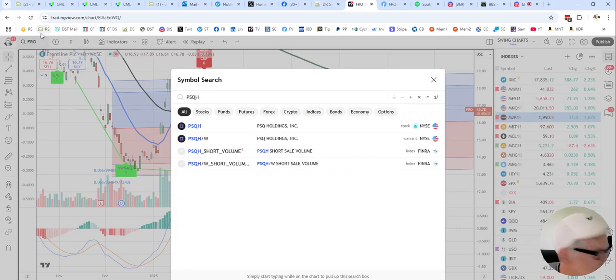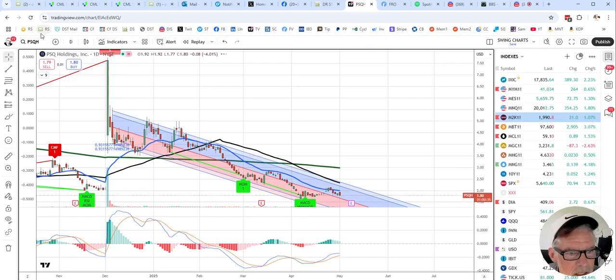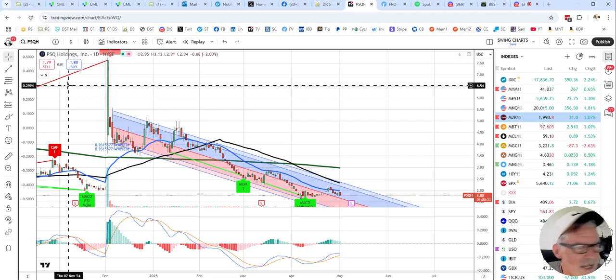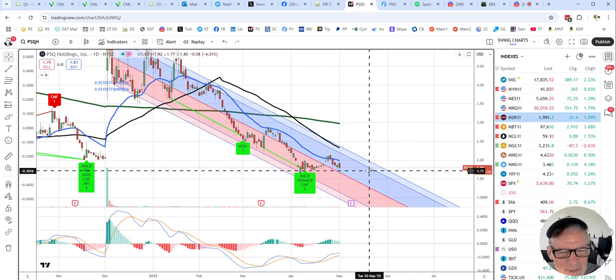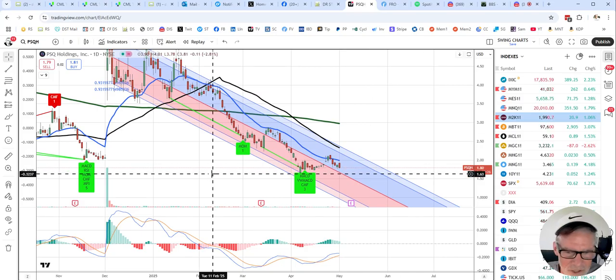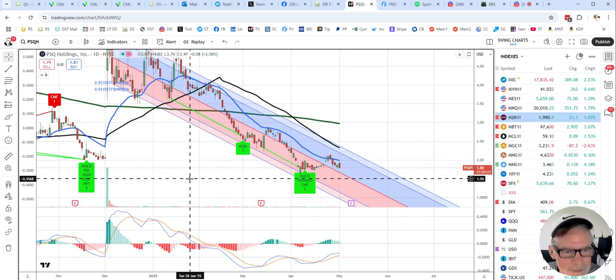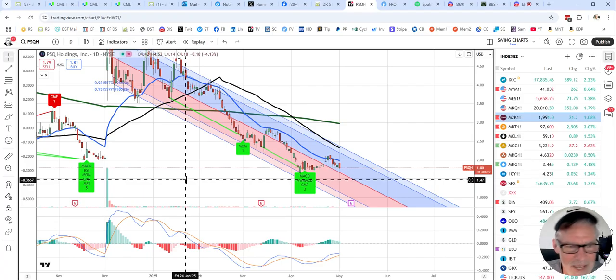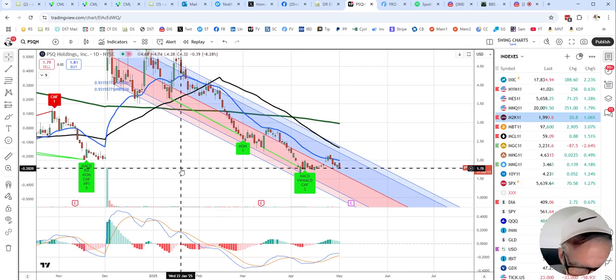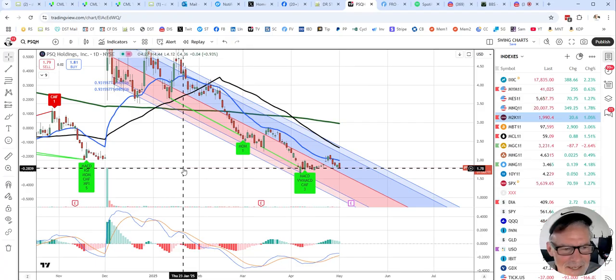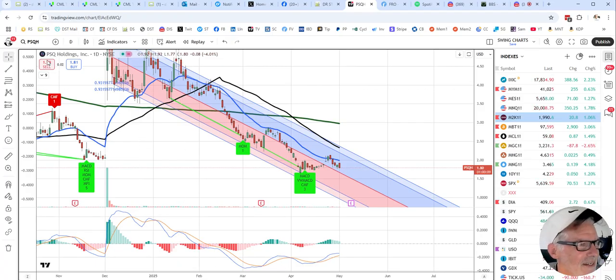PSQH. Okay, I don't know what the heck this is. I've never heard of the company before. And it's really a penny stock. Anything below $2 a share is, in my book, a penny stock. And I'm just going to pass on that one. Without knowing anything about the company, the chart is just saying, bye-bye, see you later, we're going to zero. It looks that way. Everything's falling. Yeah, okay, let's move on.